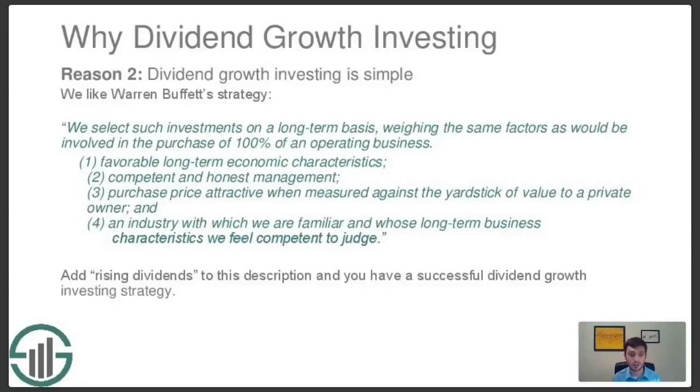1, favorable long-term economic characteristics. And there's that long-term thinking again. And notice that's the first thing he's looking for. Number 2, competent and honest management. You wouldn't want to invest in a company that the management's shady, doesn't have the shareholders' best interest in mind. That can damage returns over time. It leads to situations like Enron. You need to be involved with people that you can trust in business and just life in general.